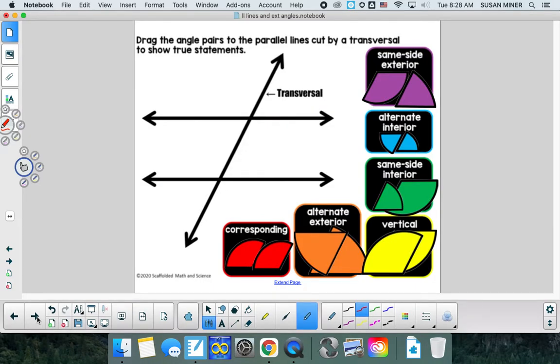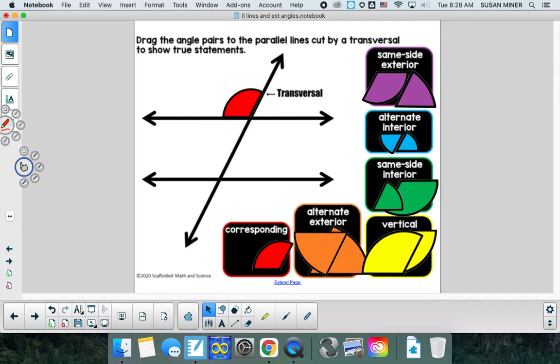Okay, so let's talk about some angle relationships. I'm going to fill this in a little bit quickly, and then we're going to go through and just review what we talked about, okay? Corresponding angles are, we're going to start down here. Corresponding angles are the best friends of angles.